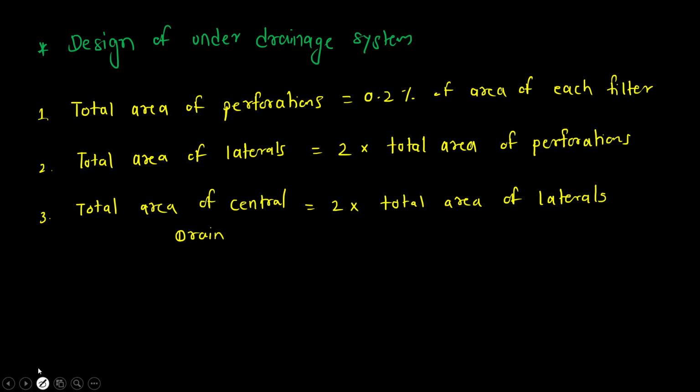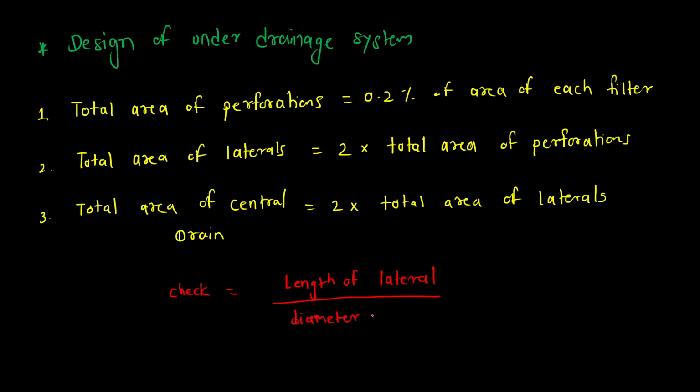So there is one check which is present. Once you design it, you should check that the length of lateral by diameter of lateral should not be greater than 60. Okay, so these are the design parameters for under drainage system. Now we'll quickly draw the diagram.